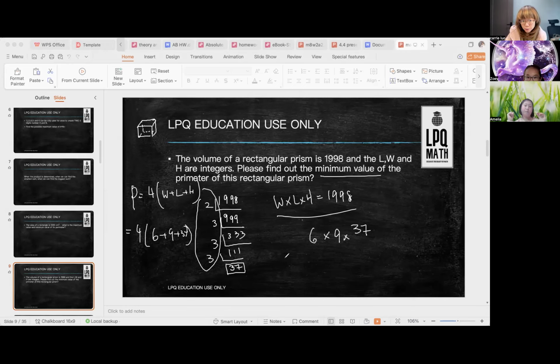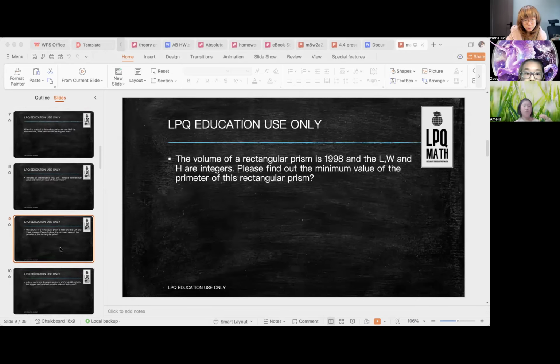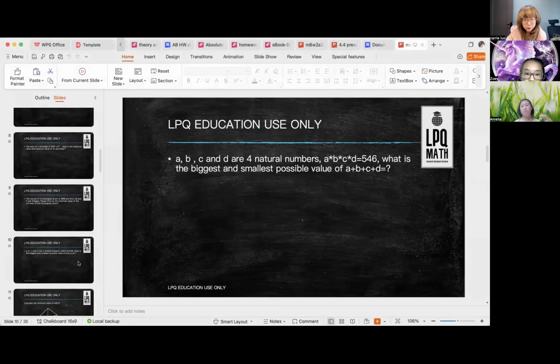Very easy. 1 times 1 times 1998. Correct? Nobody said the length and width cannot be the same. So what is the biggest value of the perimeter of this rectangular prism? It is 4 times (1 plus 1 plus 1998). That's the answer. Understand? Okay, so let's take a look at the next one.